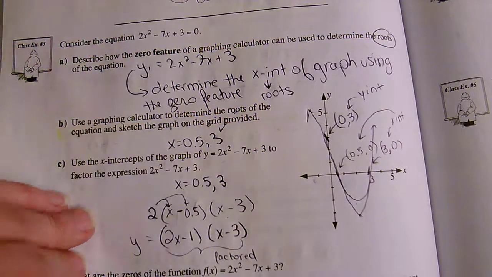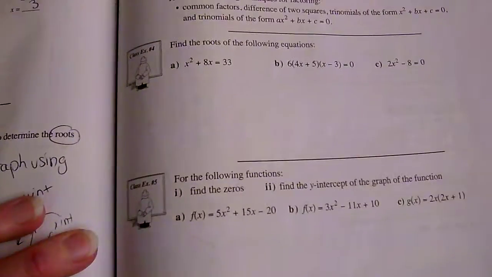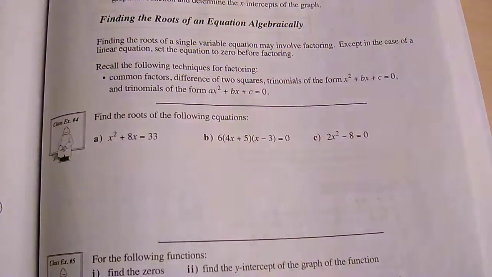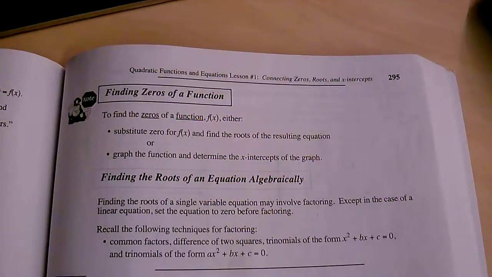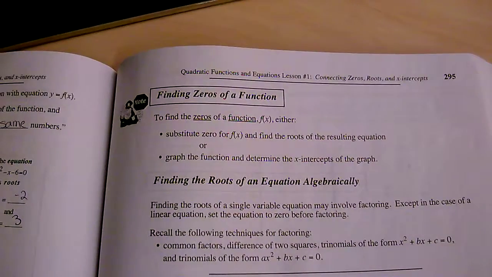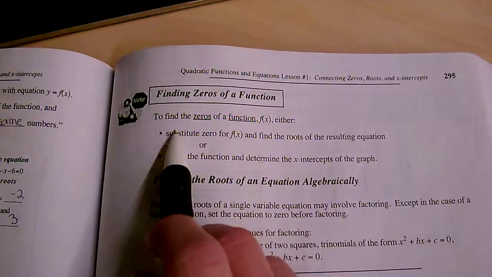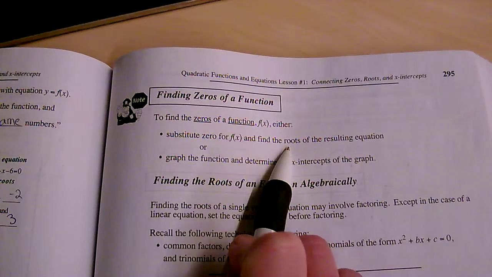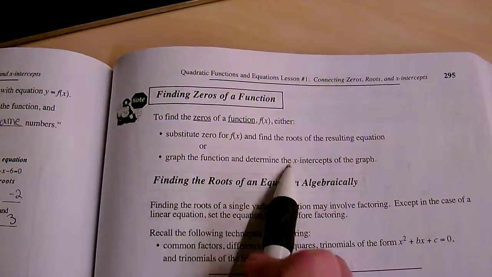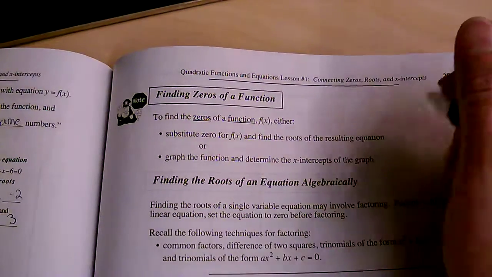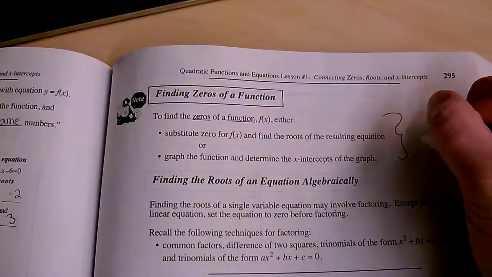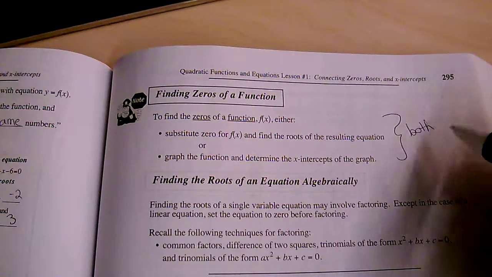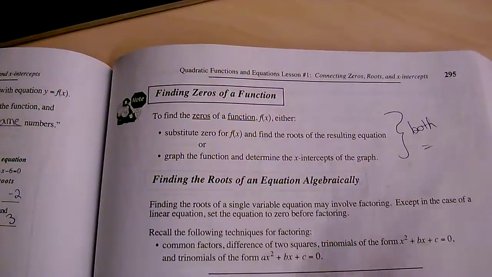All right, there you go. Okay, so finding zeros of a function. So to find the zeros of the function, you can do two things. You either substitute 0 in for f of x and then find the roots, or you can graph it and determine the x-intercepts of the graph. It's always a good idea, if you're not sure about one, do them both and make sure that they are equal. Then you will be confident in your answer.